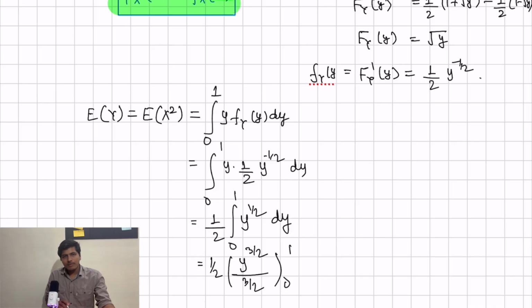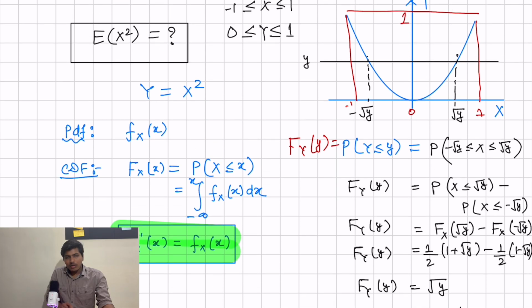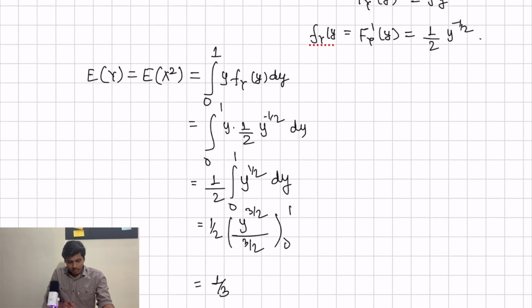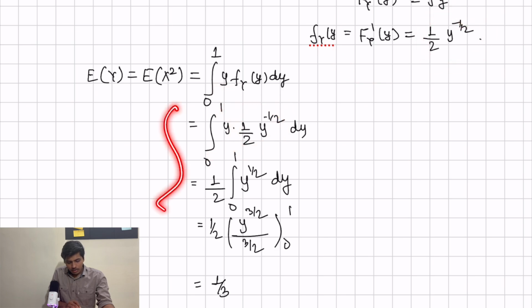Now we can easily define the expected value of y, which is the expected value of x square, as the integration of y times the PDF of y into dy. We already know the PDF of y, and we also know the range of y, which is 0 to 1. We will integrate from 0 to 1 of y times the PDF of y, which is this. And once you do this, the result will be 1 by 3.